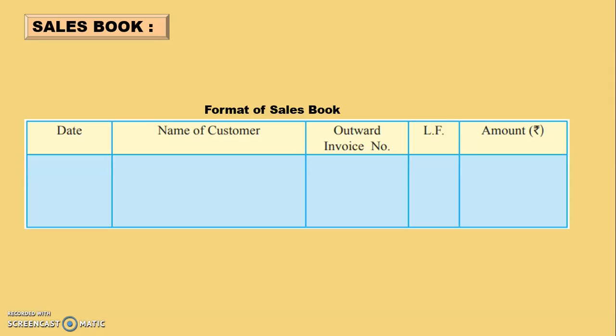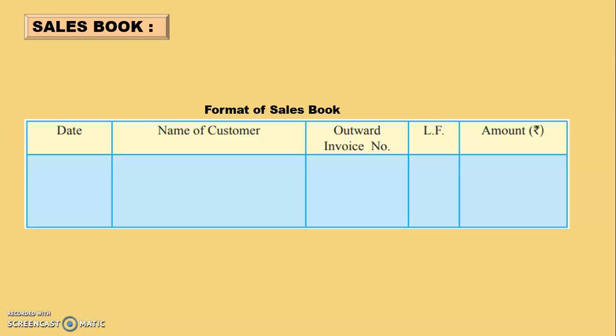Then let's understand what is sales book. When goods are sold on credit, we record those entries in the sales book. The format of sales book is the date column, name of the customer, then outward invoice number, ledger folio and amount.